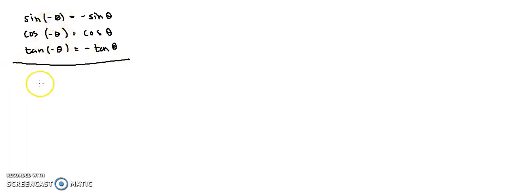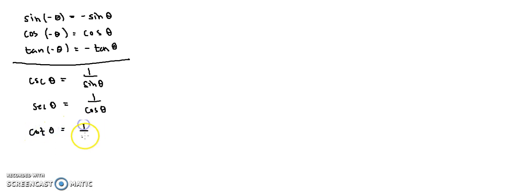Okay, and then we also have the reciprocal identities, so that would be cosecant of theta is equal to 1 over sine. Secant is equal to 1 over cosine. And cotangent is equal to 1 over tangent.